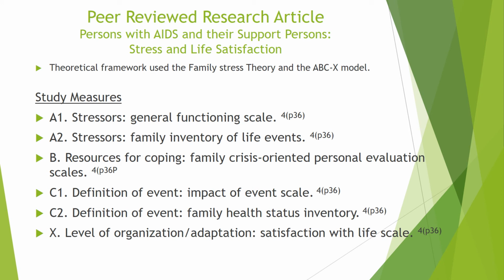And under the stressors A1 and 2, general functioning scale, family inventory of life events, there were questions concerning that. The resources for coping, family crisis-oriented personal evaluation scale, there were questions pertaining to that. The C1, C2 definition of the event, impact of the event scale, family health status inventory. There were questions related to that. And finally, the X, the level of organization/adaptation, the satisfaction with their life scale. There were questions related to that.